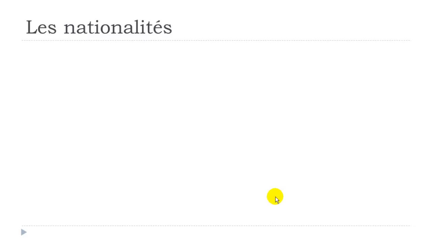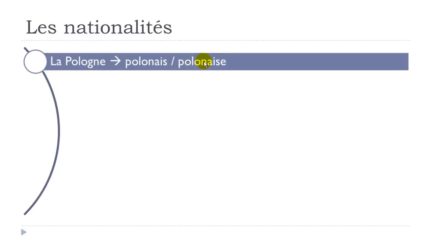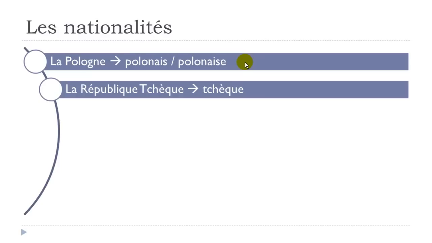La Pologne. Polonais. Polonaise. Polonais. Polonaise. La République Tchèque. Tchèque. Okay, so here as well, you get only one nationality. So whether for masculine or feminine form, it will be the same. Tchèque. Okay.